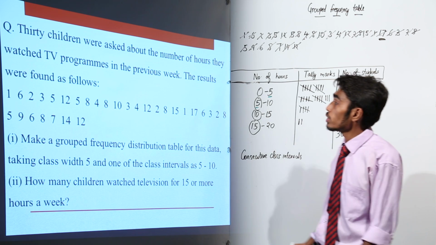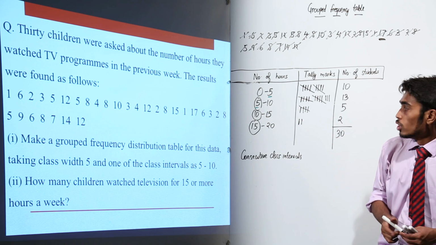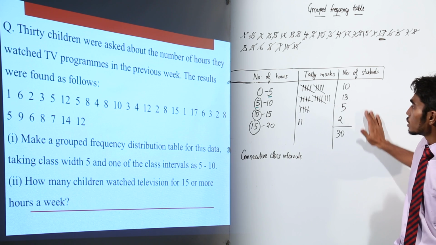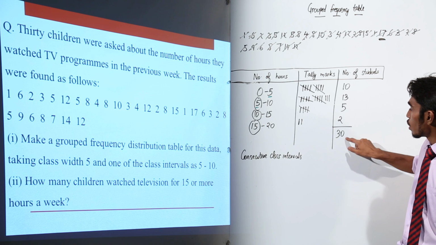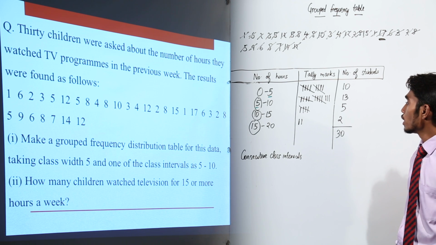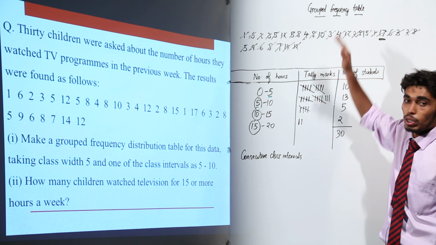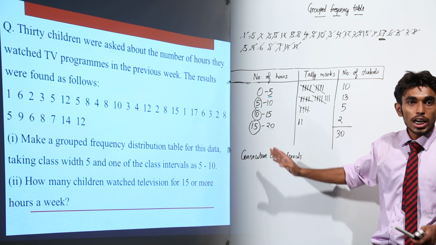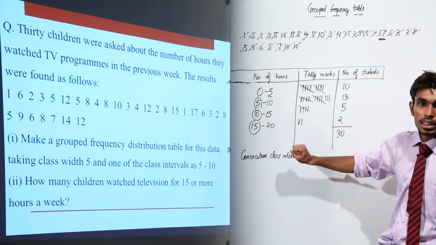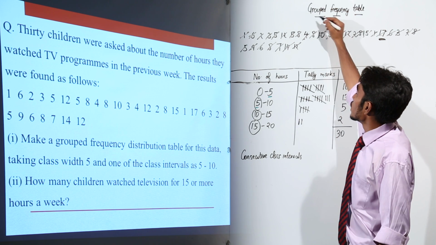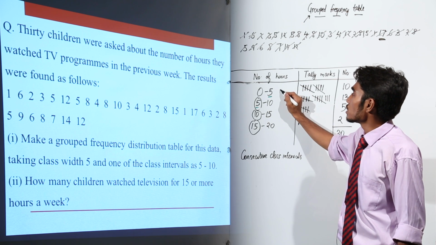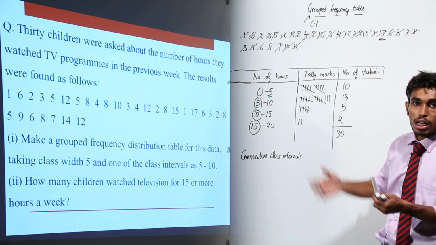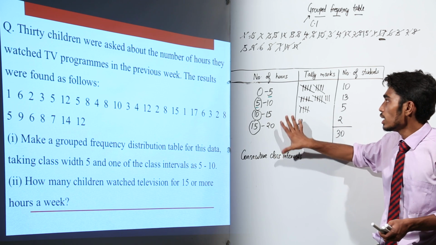So initially we were given that 30 children's data is taken. So I can conclude from this that the tally marks that we have made, or the number of students, is correct, because the total is coming out to be 30, right? So this is called a grouped frequency table. Why is it called a grouped frequency table? Because instead of taking individual values, we are condensing the data and forming groups or class intervals, CI, right?